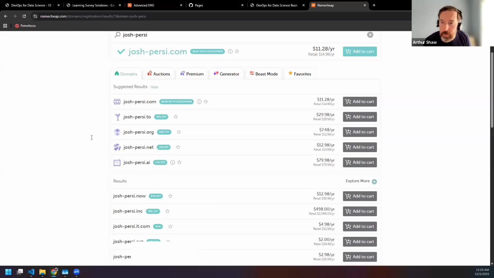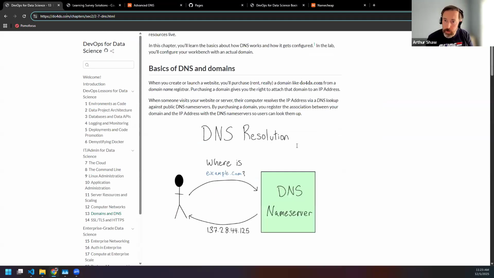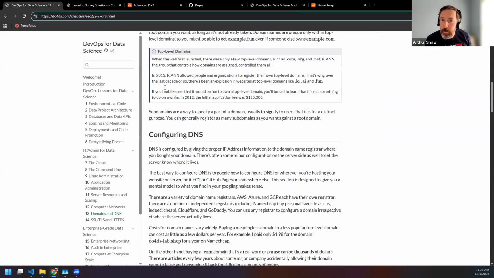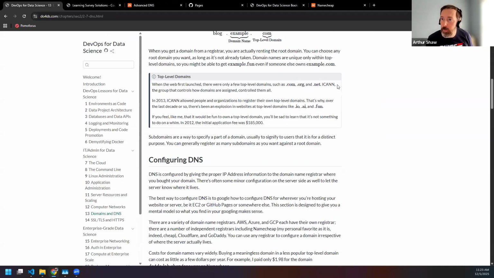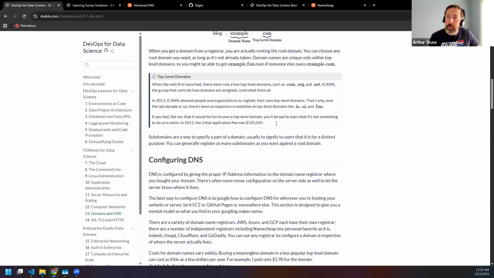The book I think had an aside, and let's see if we can actually find it really quickly. I think they're talking about an explosion of where ICANN opened up. Oh, here we go. When the web first launched, there were a few top level domains. ICANN controls how domains are assigned. Okay, that answers that part. In 2013, ICANN allowed people and organizations to register their own top level domains. That's why we have these weird ones. I don't know if they've since reined things in, or if it still continues to be chaos.